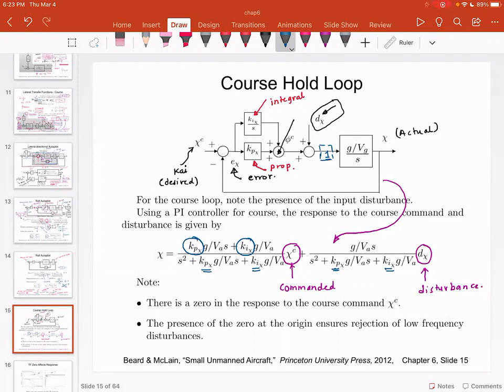When we look at the transfer function, it has a numerator and a denominator. When we equate the denominator to zero and find the values of s, those are poles. When we equate the numerator to zero and find the values of s, those are called zeros. Now, I want you to note that there is this s in the numerator.